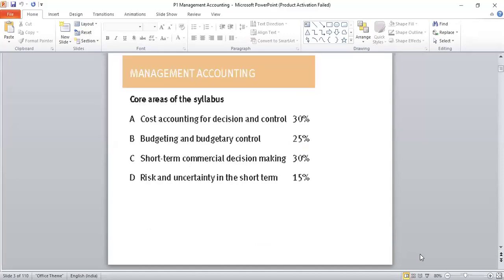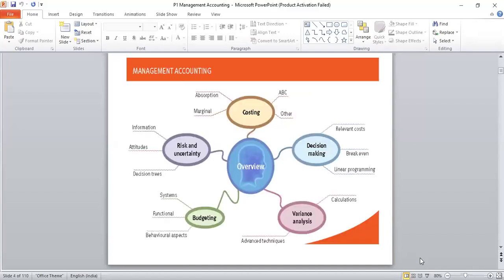The first part of it in today's class, what we are starting is cost accounting for decision and control. The coverage of that is 30% of the syllabus, wherein we would be learning about what is absorption, marginal costing, then ABC and other things under costing techniques. The second part of it, we would be learning about the budgeting and budgetary control, along with that variance analysis. Then short-term decision making. Finally, it is the risk and uncertainty.